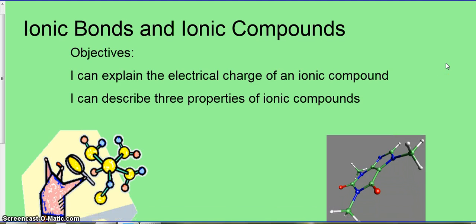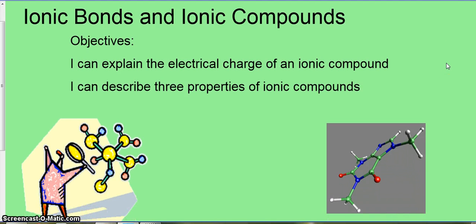Now, as we move into ionic bonds and ionic compounds, these are things that by definition will have two or more different kinds of elements that make them up. The bond will occur when two or more atoms of these different elements form an attraction together. One of the things we need to be able to do is account for the electrical charge in an ionic compound and talk about properties that are typical for these types of compounds.